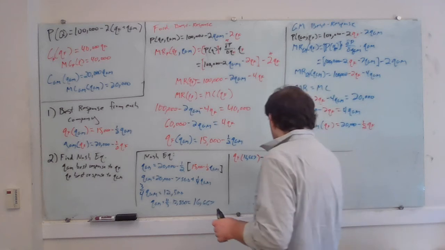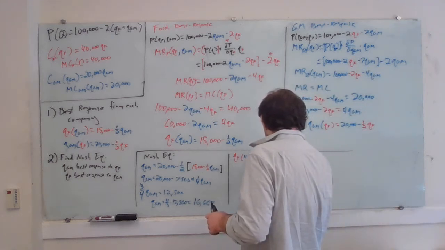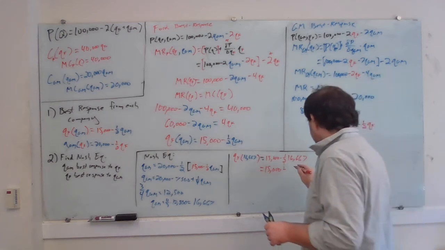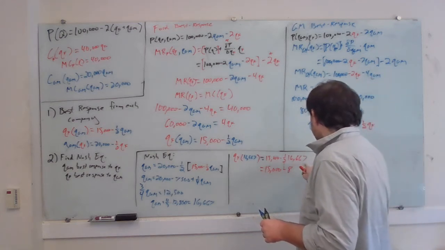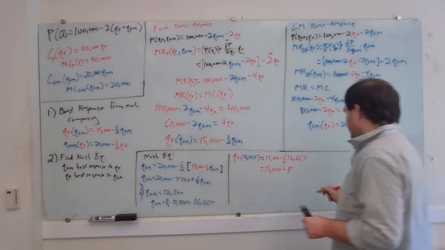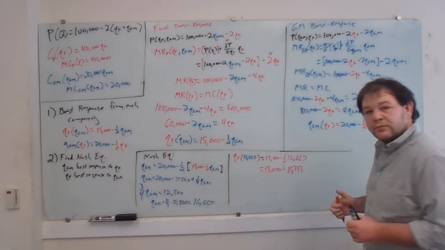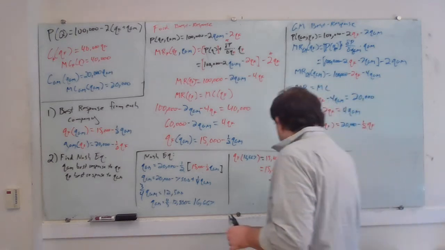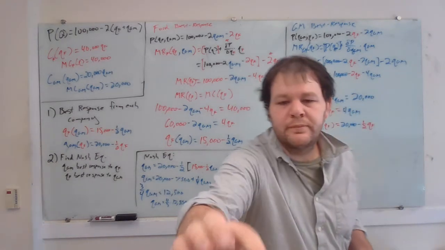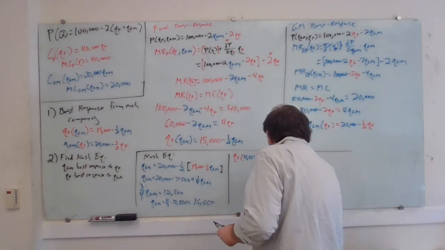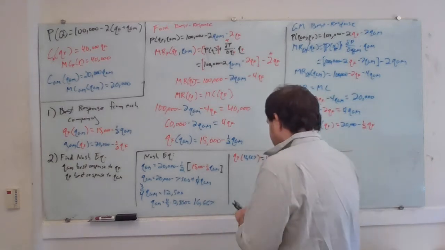Great. So this is going to be 15,000 minus, well, 1/2 of 16 is 8. 1/2 of 666 would be 333. Good? Good. So this is going to be, well, 15 minus 9, right? So 6,667 trucks from Ford.